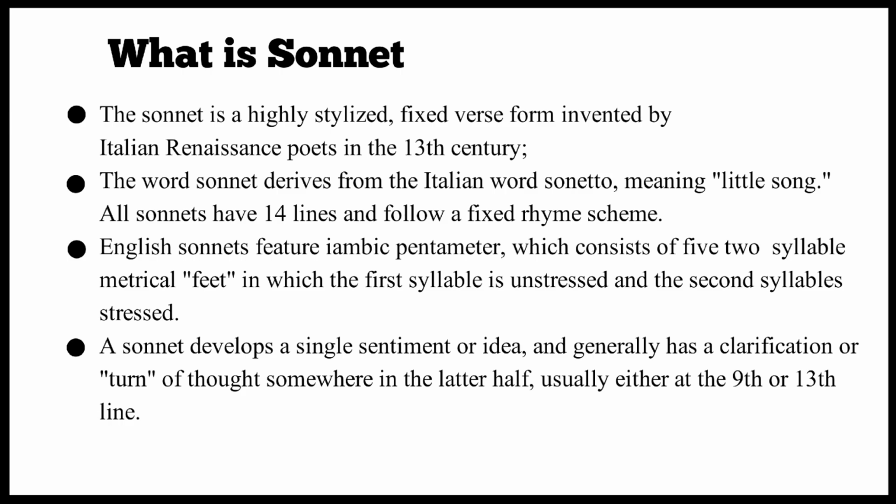All sonnets have 14 lines and follow a fixed rhyme scheme. English sonnets feature iambic pentameter, which consists of 5 two-syllable metrical feet, in which the first syllable is unstressed and the second syllable is stressed. A sonnet develops a single sentiment or idea and generally has a clarification or turn of thought somewhere in the later half, usually either at line 9 or 13. That was basic information about the sonnet.